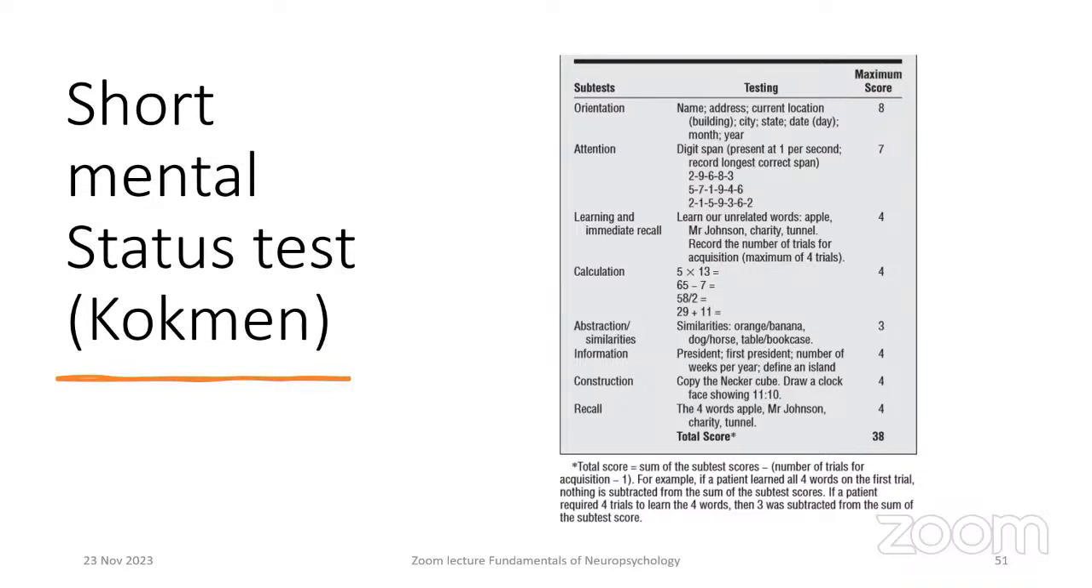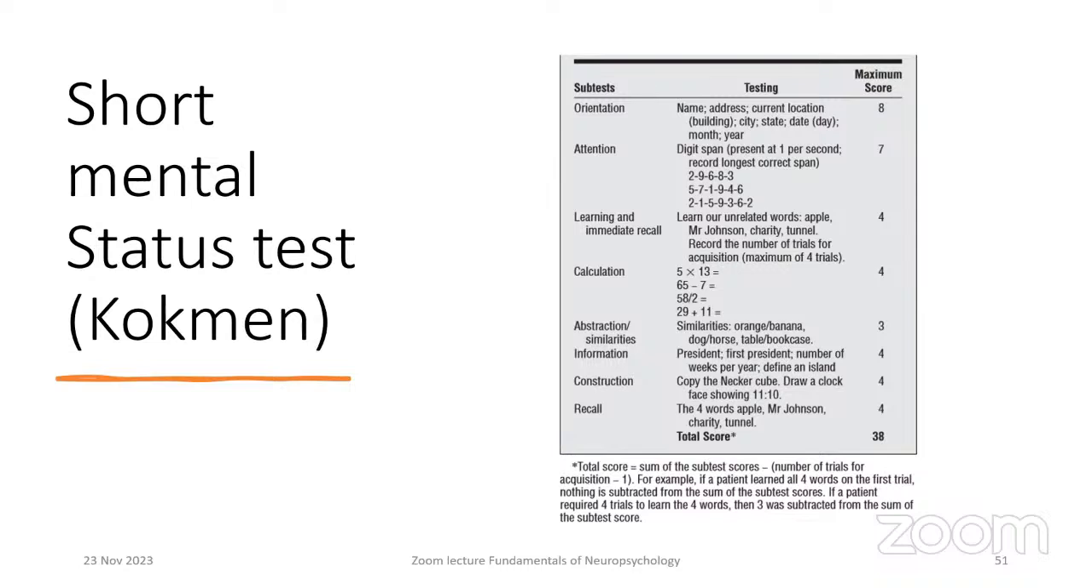Learning and immediate recall. Learn four unrelated words: apple, Mr. Johnson, charity, tunnel. Record the number of trials for acquisition, maximum 4 trials. You can see how many words you can learn. Calculation: 5 times 13, 65 minus 7, 58 divided by 2, 29 plus 11. So that means you are doing multiplications, subtractions, divisions, and additions. And similarities and abstractions can be tested. Orange and banana, you can ask them. Dog and horse, what is the difference? Table and bookcase.